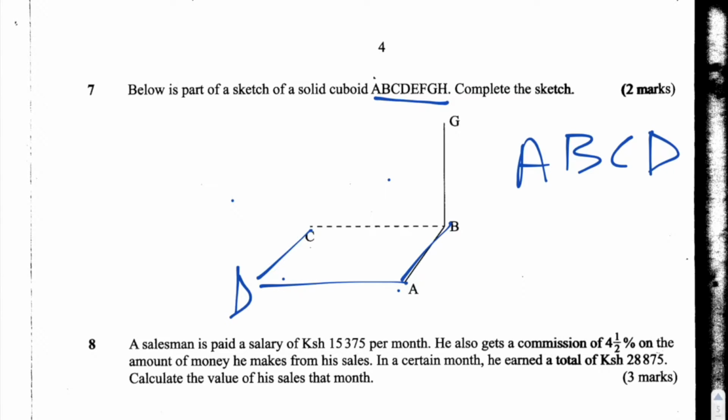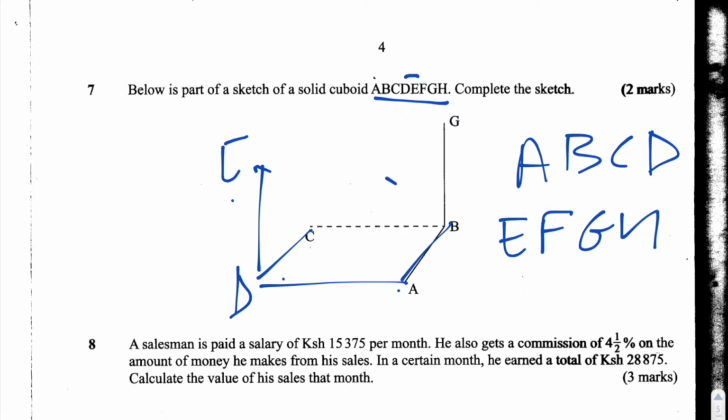You also have a top face, E, F, G, H. So we have G here, which means that we're probably going to have F here, E here, since we know there's a line from D to E, like such. And we'll have F here, and we'll have H here. So we can draw that as such. So that's our completed sketch.